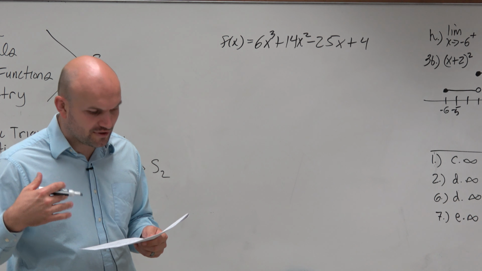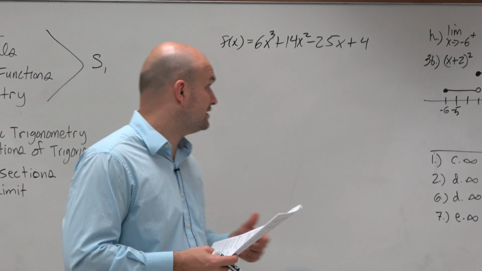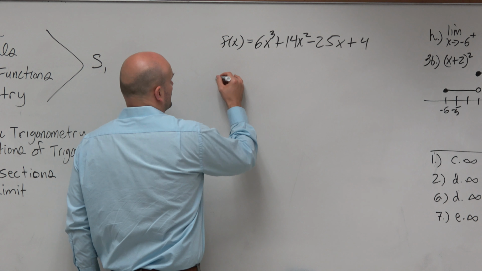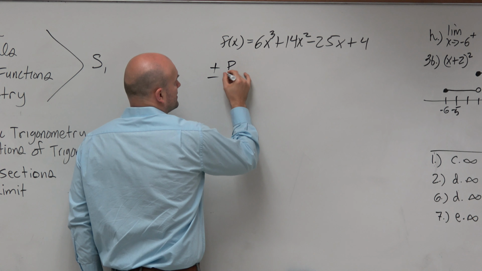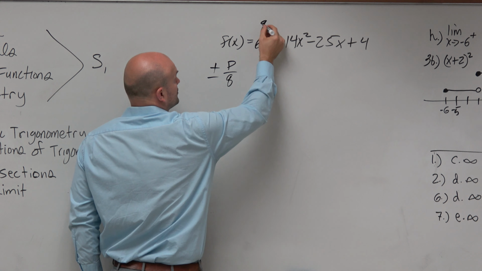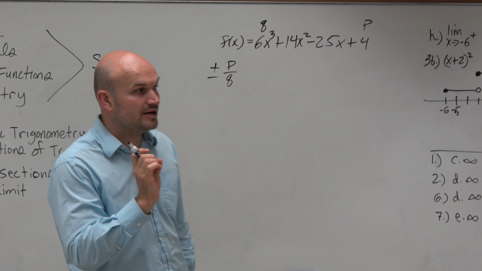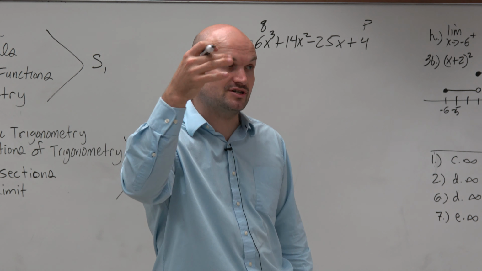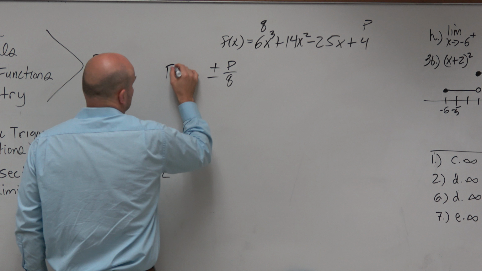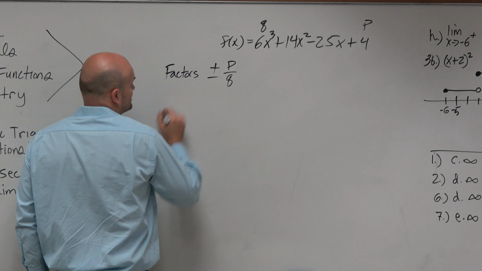Since it's asking us for the number of possible rational roots, all we really need, if you recall, is plus or minus p over q. q is your leading coefficient, and p is going to be your constant. And remember, it was not p and q. It was the factors of p over the factors of q. So that was the rational zero test.